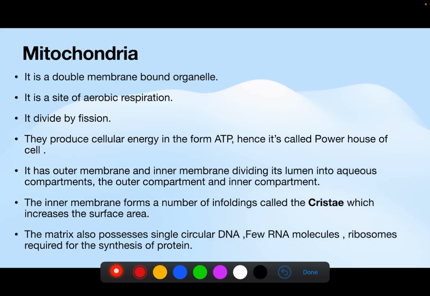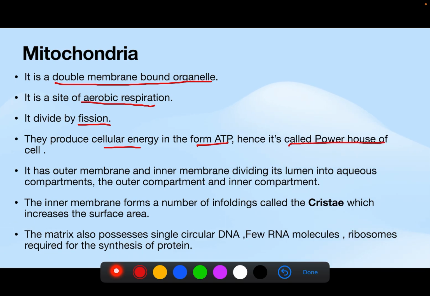So, firstly we have mitochondria, which is also known as the powerhouse of the cell. It is a double membrane bound organelle. It is the site of aerobic respiration. It divides by fission. It produces cellular energy in the form of ATP, also known as adenosine triphosphate, and hence it's called the powerhouse of the cell.